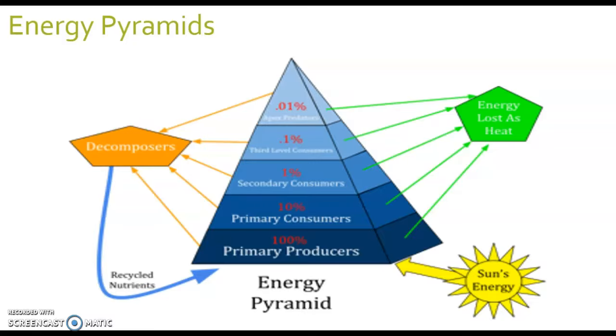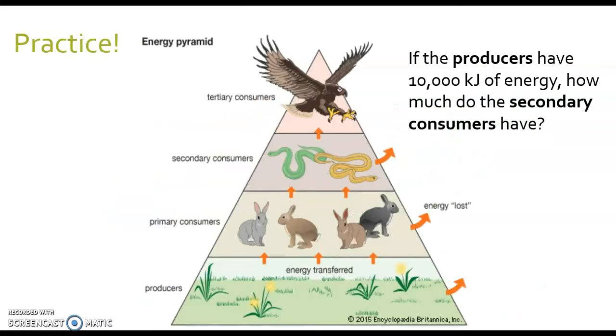So let's practice. If the producers have 10,000 kilojoules of energy, how much do the secondary consumers have? So, if my producers, which are the bottom of this pyramid, contain 10,000 kilojoules of energy, I need to figure out how much the secondary consumers will have. So I'm moving from the first trophic level to the third. That means I'm going to have to move my decimal point 2 times to the left.